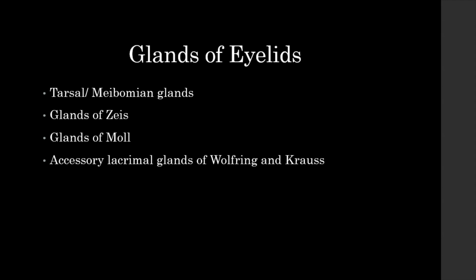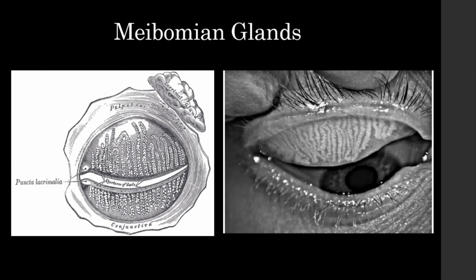Glands of the eyelids. You have the meibomian glands, glands of Zeis, glands of Moll, and then you have the accessory lacrimal glands of Wolfring and Krause. We don't need to go into so much detail. Tell me, what is this right picture that she's shown? Meibogram. Yes, but it is meibography.